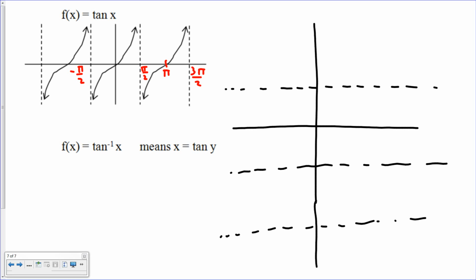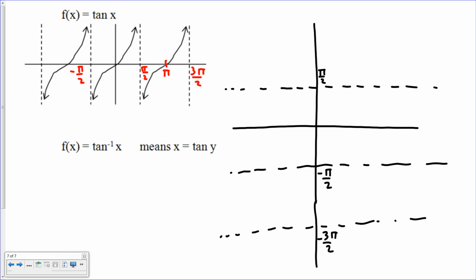So it's going to be pi over 2, negative pi over 2, negative 3 pi over 2. They go every pi unit. So I've got an idea of what my asymptotes are. The graph is not going to cross those lines.